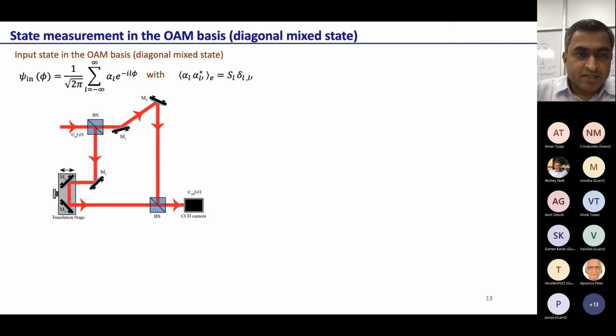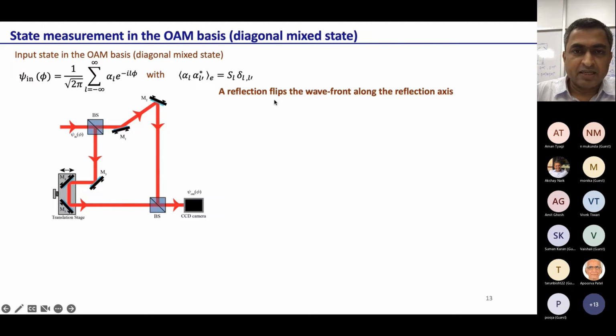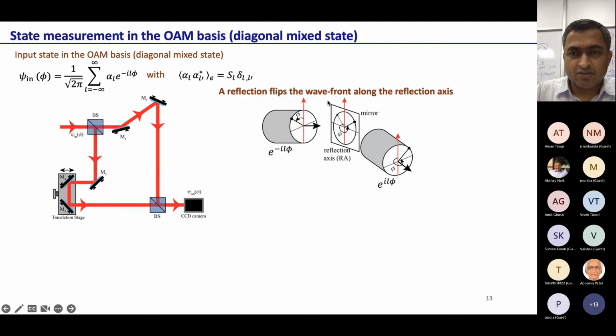So this is the interferometer that we came up with for measuring such a state. So what is this interferometer? The main basic aspect of this interferometer is that the reflection flips the wavefront along the reflection axis. So if I have the e^{-ilφ} mode coming in, and that's my mirror, that's the reflection axis, it just flips the wavefront. So e^{-ilφ} actually becomes e^{ilφ}. So φ goes to minus φ. That's what a mirror does.